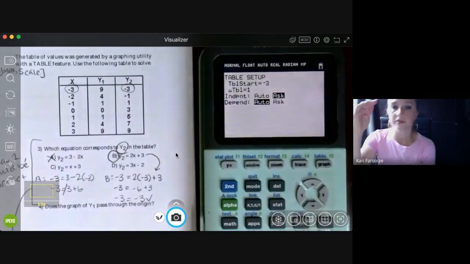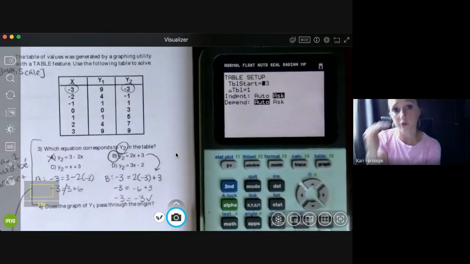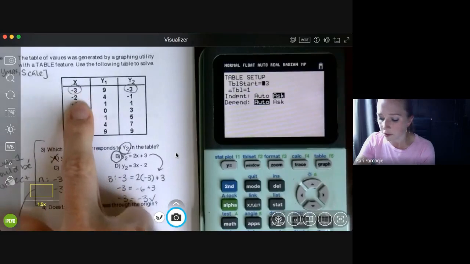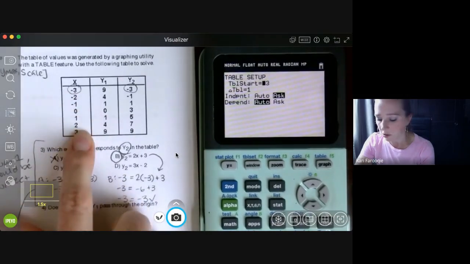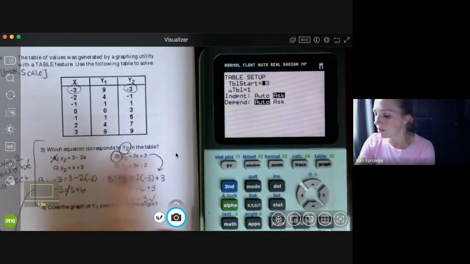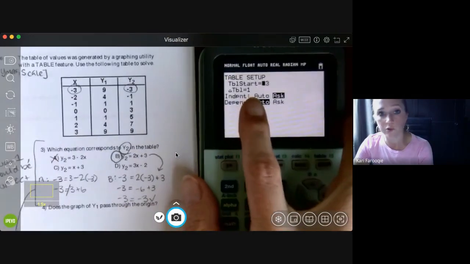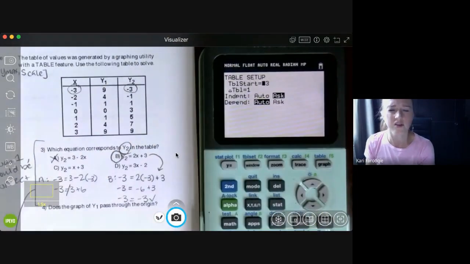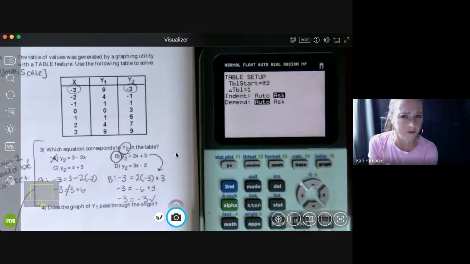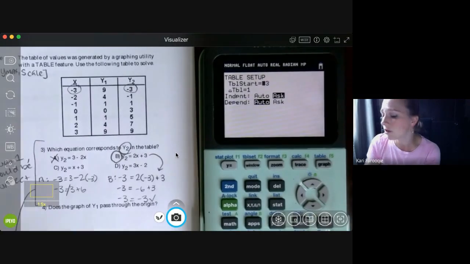and this delta table that's in your next row, that's basically asking how much you want each value to increase by. In our table, each value as we move up in X values is increasing by 1. So delta table equals 1 is what we want. Sometimes you'll see them increase by 1/2, or you'll see them increase by 5s. Usually you'll want that set to 1.